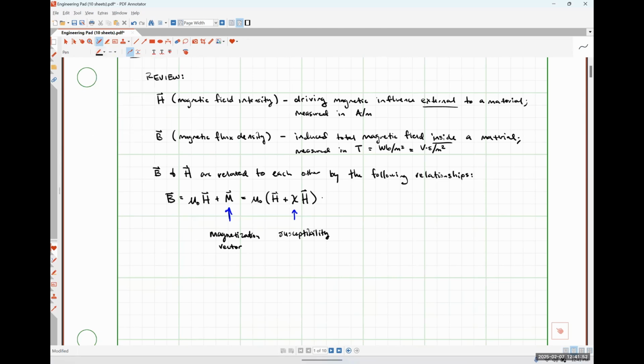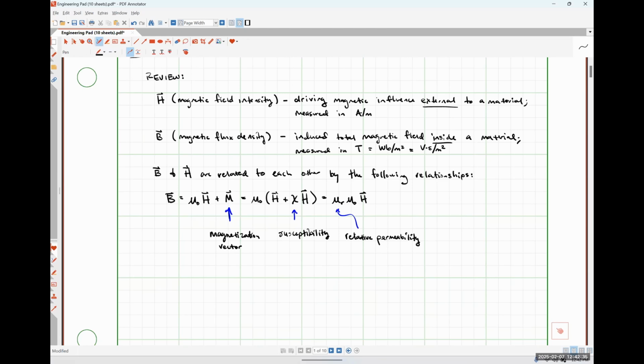And another form, and this is the one that you are most likely to see, is going to be mu r times mu naught times H. So mu r is our relative permeability. And this relative permeability varies from material to material. And for better or for worse, in some materials, it is a nonlinear coefficient, right?